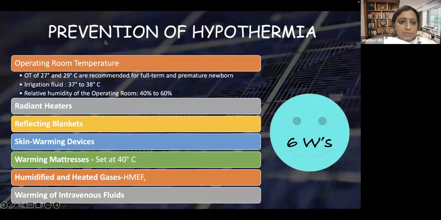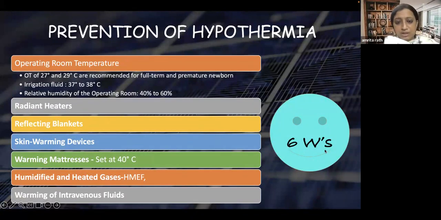And this is how you prevent hypothermia. So OT temperature of 27 for full term, 29 for preterm. Few examiners want to answer 27 only. So 26 to 27 is what they want to answer. If you're using irrigation fluid, it should be at room temperature. Humidity of the room should be around 40 to 60 percent. And warming mattress should be set at 40 degree.